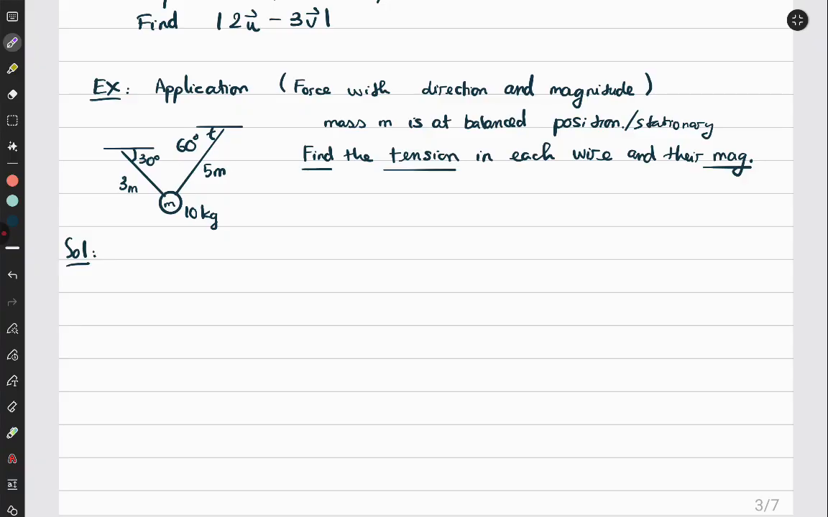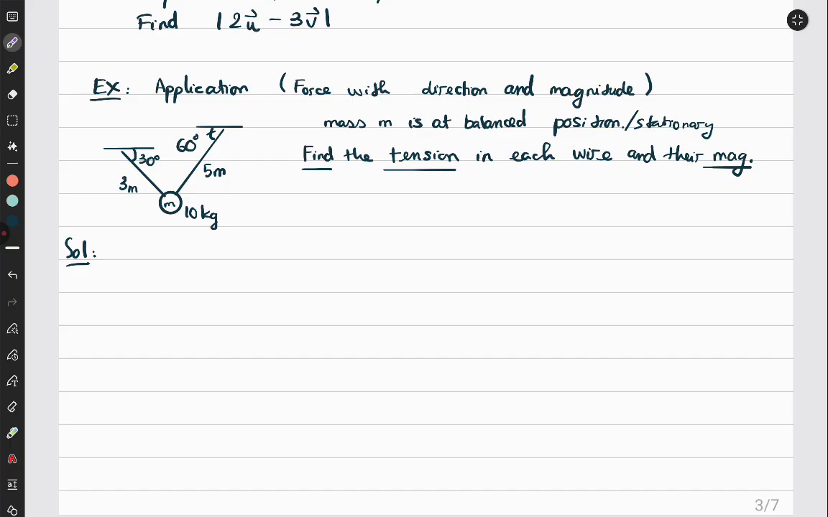An application: a force with a direction and a magnitude. A mass m right here is balanced, in a balanced position, or stationary. It's not moving, so there is no other force acting on it besides the tension of the wire.